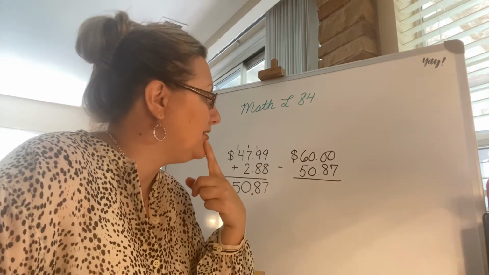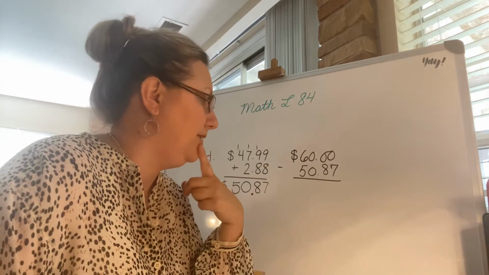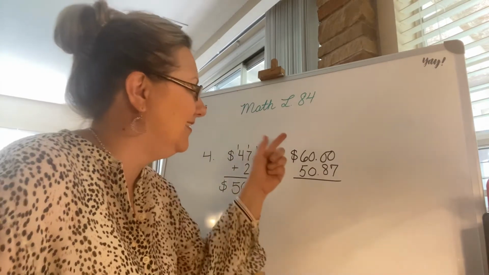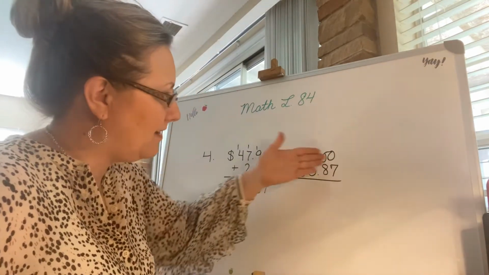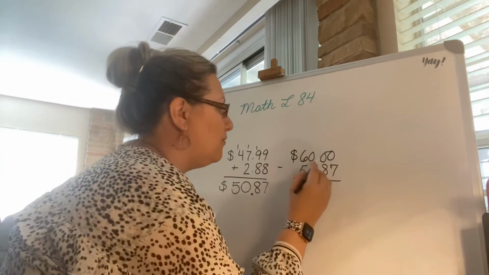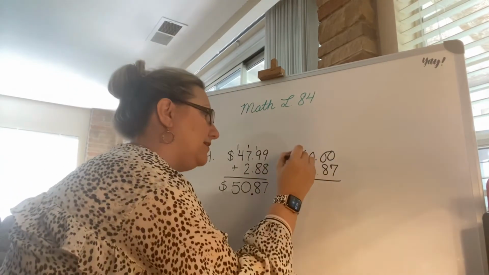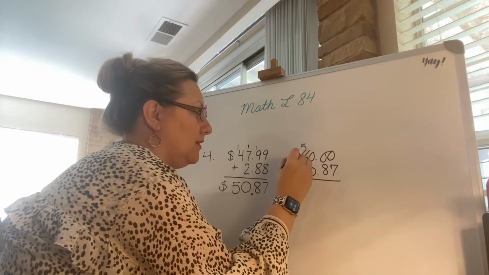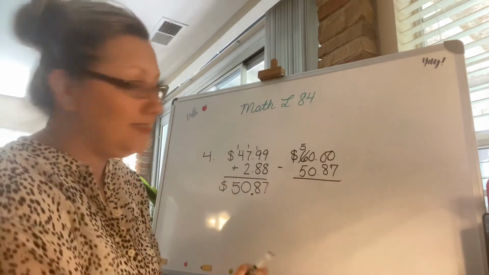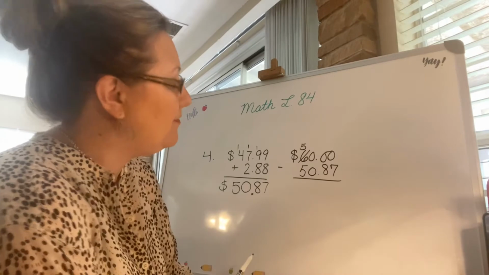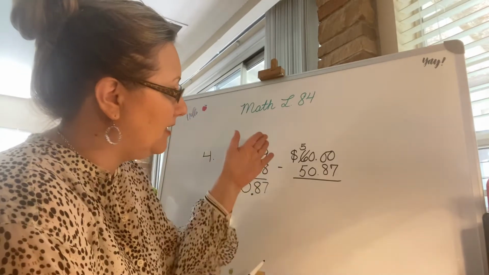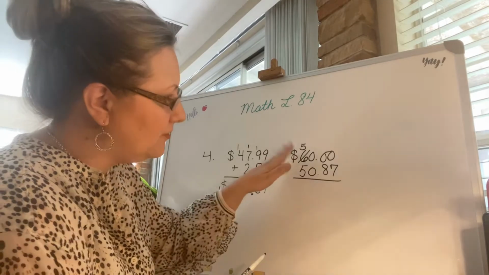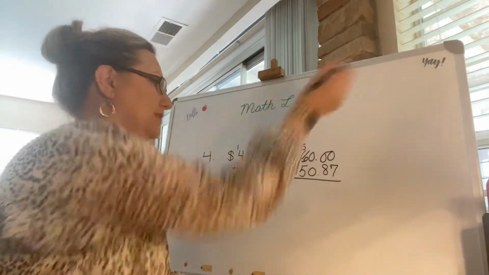Okay, so subtracting from zeros. Well, we can't do 0 minus 7, and we cannot borrow from the 0 here or the 0 here. We have to start at the 6. So now we took from that $60, which is what it was if you think about it, and we are going to leave $50 and some single dollars and some cents. So what are we going to do?